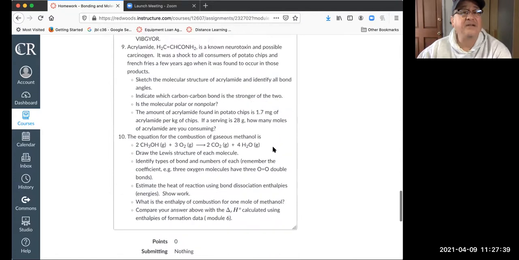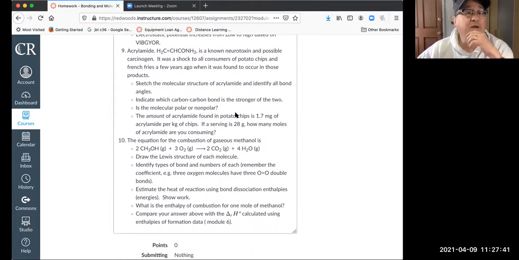So number 9, acrylamide is a known neurotoxin and possible carcinogen. That means possible cancer-causing agent. It was a shock to all consumers of potato chips and French fries a few years ago when it was found to occur in those products. Oh my goodness. If you eat potato chips and French fries, you're eating acrylamide, which may cause cancer.